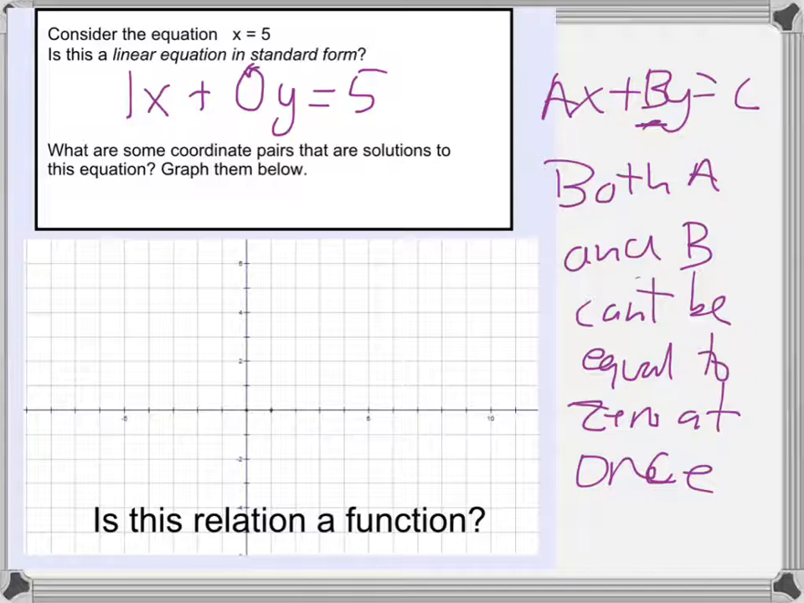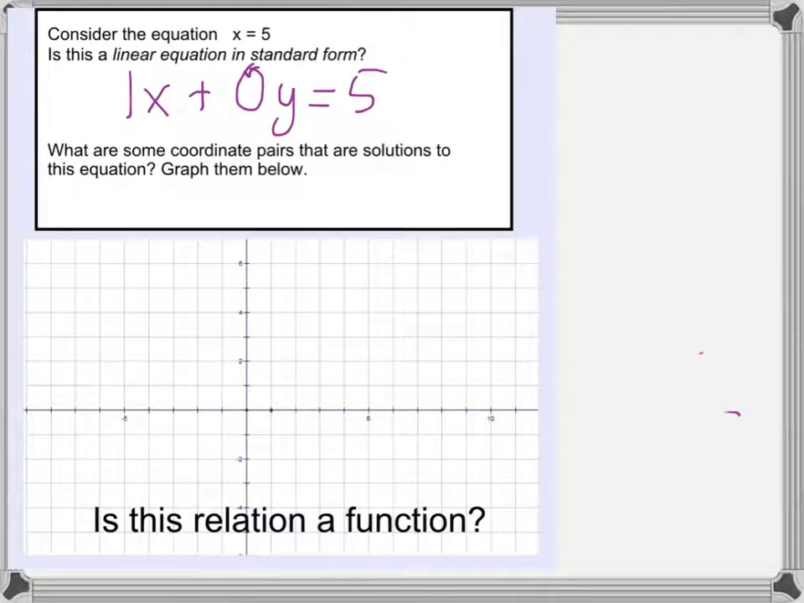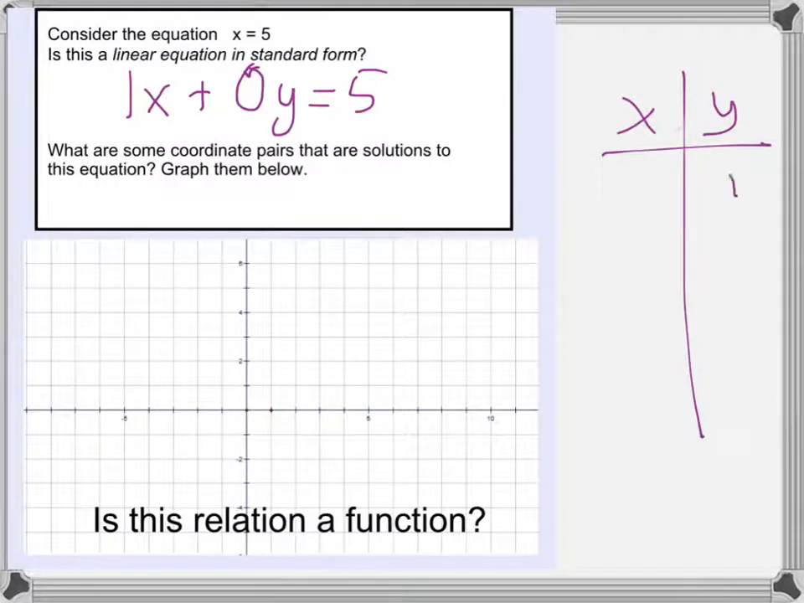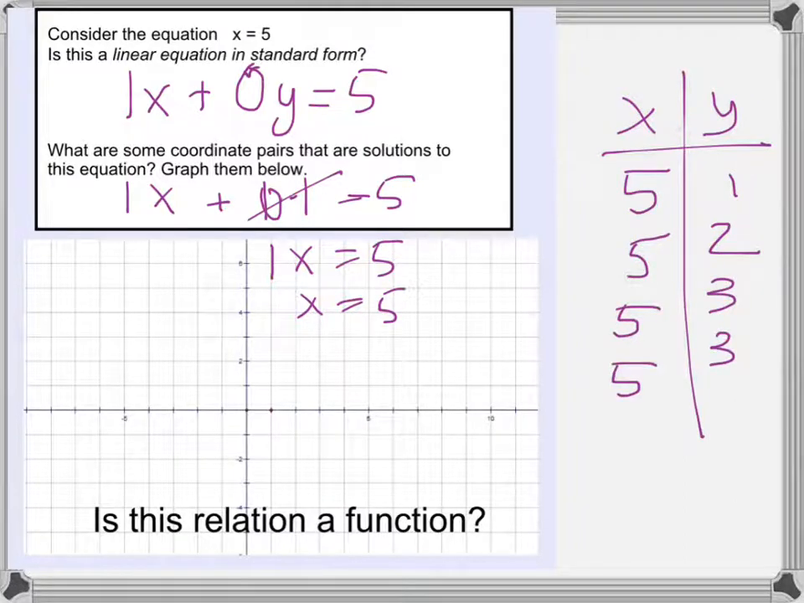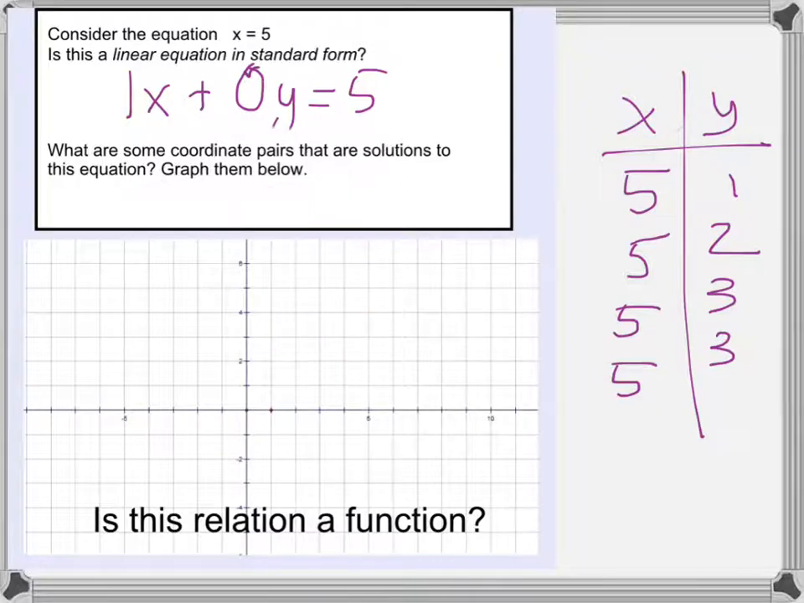Okay, so some coordinates at work here. Again, if I made a table, I could see that it doesn't really matter what I put in for y. So if 1 is y, I'd have 0 times 1 plus 1x is equal to 5. That gets 0, so if 1x is equal to 5, well, that's just x is equal to 5. Okay, so we have 5 here. If I put 2 in for y, I'm still going to get 5 for x. So some elements of the solution set are those coordinate pairs that we just wrote down.